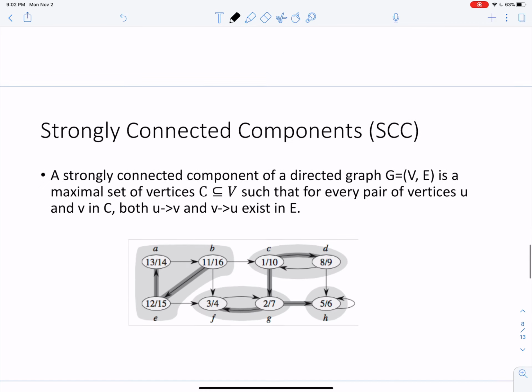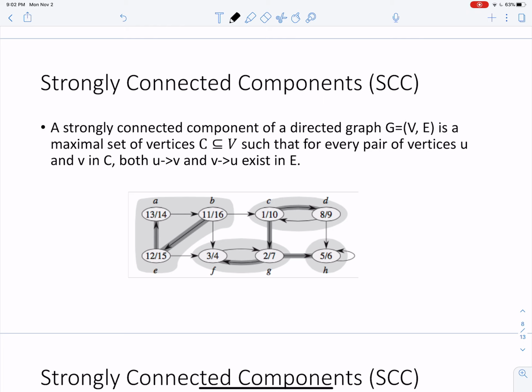So the second algorithm is named strongly connected component. Strongly connected component helps us to discover clusters or communities from a directed graph. Given a directed graph, a strongly connected component is a subset of the nodes, such that for every pair of nodes in a community, there is a way for us to go from U to V, and also there is a way for us to go from V to U. So let's look at what that means.